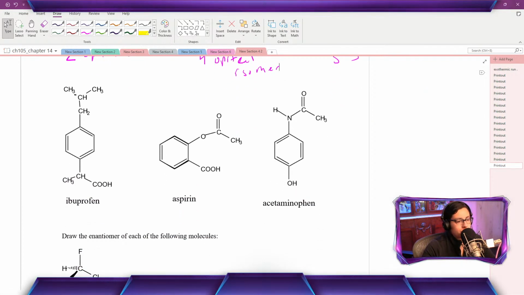Take a look at ibuprofen. Where is its center? Don't get confused by this carbon. It has 2 methyl groups on it, so this is not a chiral center. But this one is, so it would have 2 optical isomers.